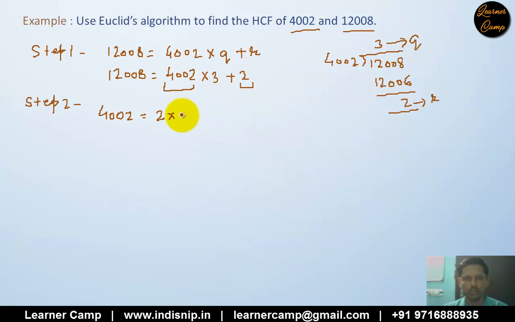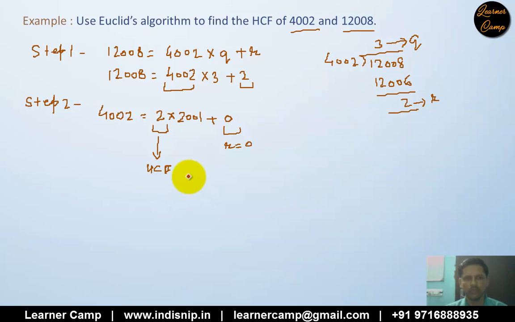So it would be 2001. If you multiply 2 by 2001, you get 4002, and the remainder would be 0 in that case. You can do the division to find this value of q and r in this case. So now this step gives the value of HCF, and the HCF in this case would be the value of d.